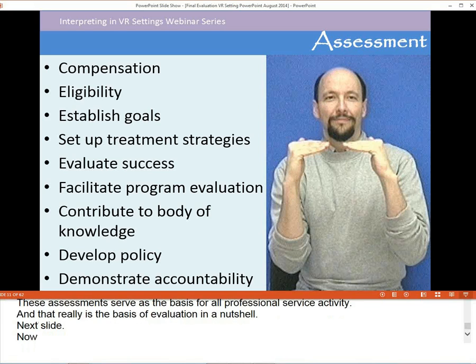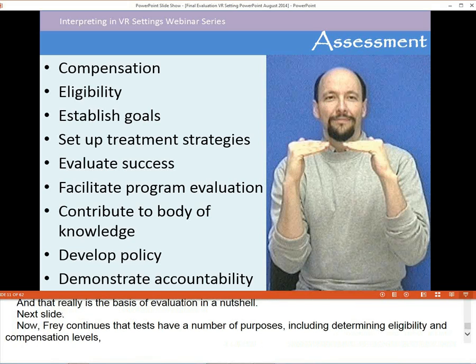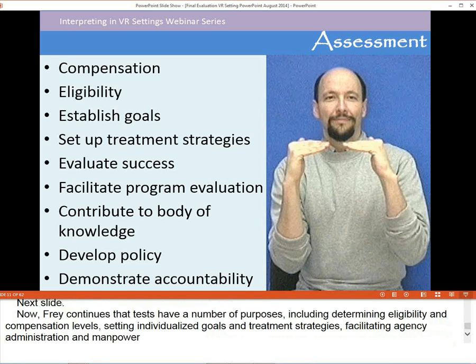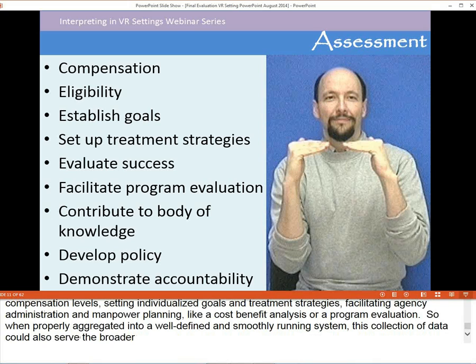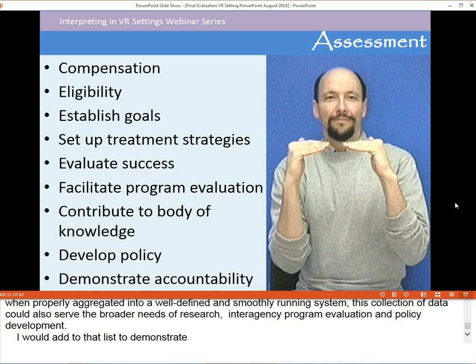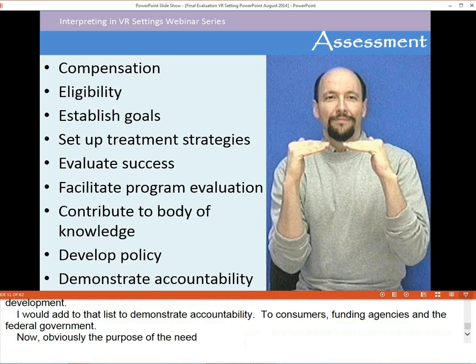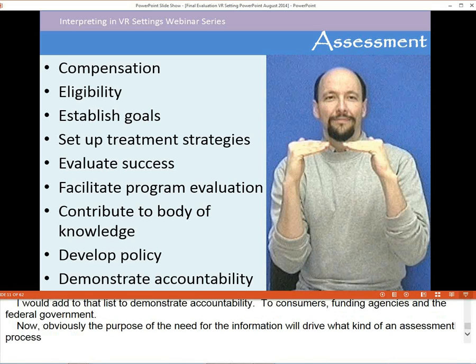Now, Frey continues that tests have a number of purposes, including determining eligibility and compensation levels, setting individualized goals and treatment strategies, facilitating agency administration and manpower planning, like a cost-benefit analysis or a program evaluation. So when properly aggregated into a well-defined and smoothly running system, this collection of data can also serve the broader needs of research, interagency program evaluation, and policy development. I would add to that list to demonstrate accountability to consumers, funding agencies, and the federal government. Now, obviously, the purpose of the need for the information will drive what kind of an assessment process is chosen. Next slide.